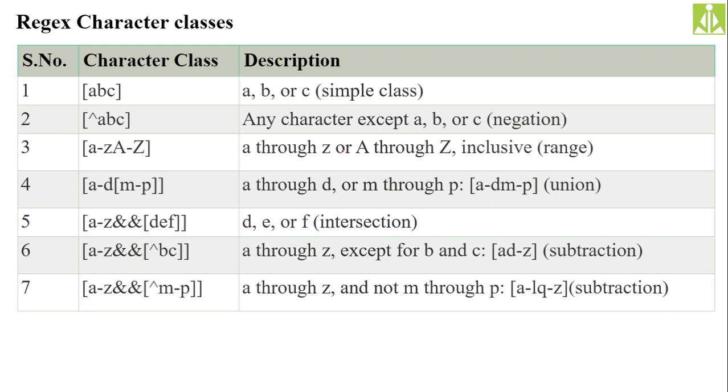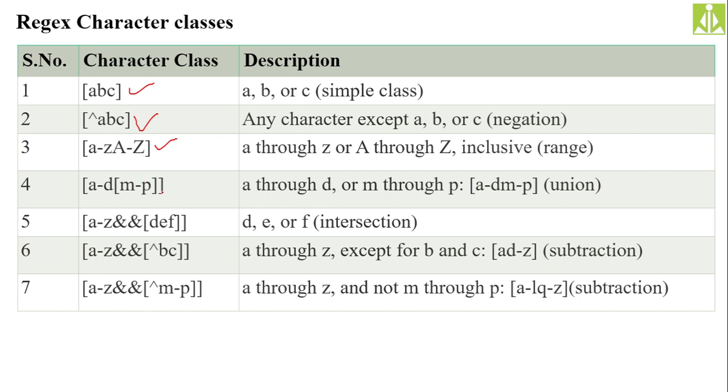Likewise, not of ABC means the reverse of that. A to Z, capital A to Z, means only capital letters; integers are not allowed. Small a to small z and capital A to capital Z are allowed, but integers are not. Here only A, B, or C is allowed. Not of ABC means any character other than A, B, C. Okay, negation, the reverse, is what I mean to say.